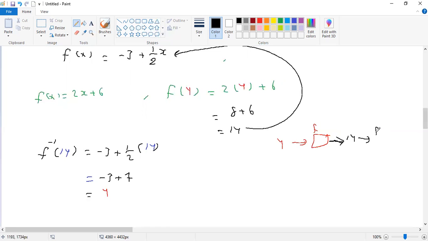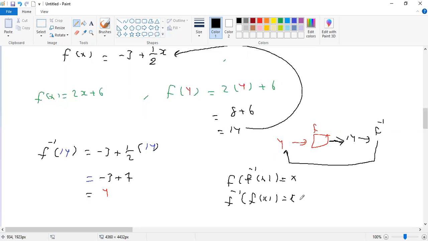If I put 14 in the f inverse, what is the output now? The answer is that. And f inverse of f of x is equal to x. Also, f of f inverse of x is equal to x. And don't forget, f inverse of x is not 1 over f of x.